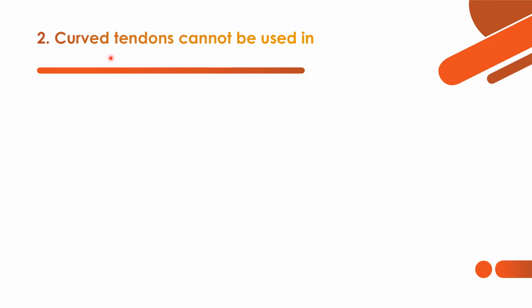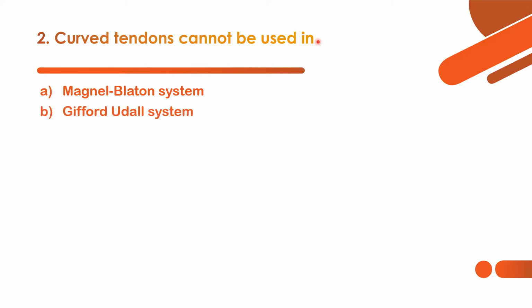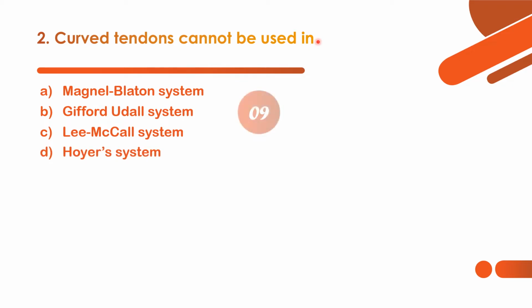This question deals with the tendons. Curved tendons cannot be used in... Actually, this question deals with the methods of pre-stressing. So, in which method we cannot use curved tendons, whether it is Magnel-Blaton system, Gifford-Udall system, Lee-McCall system, or Hoyer's system. So, we have many systems for pre-stressing that we shall see now after getting the answer for this. So here, in which system we cannot use curved tendons.